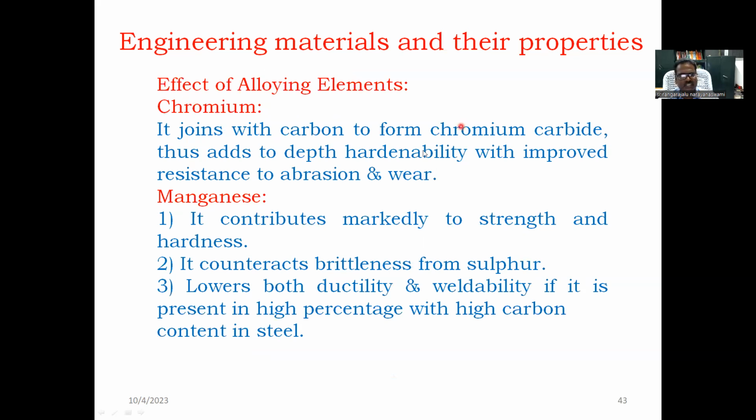Effect of alloying elements. Chromium joins with carbon to form chromium carbide, thus adds to depth hardenability, and improves resistance to abrasion and wear. Manganese contributes markedly to strength and hardness. It counteracts brittleness from sulfur. It lowers both ductility and weldability if present in high percentage with high carbon content in steel.